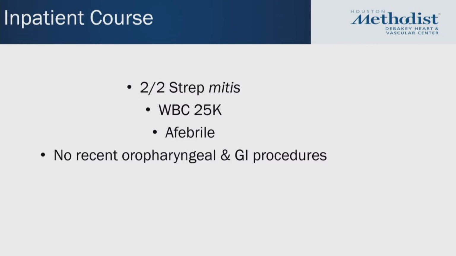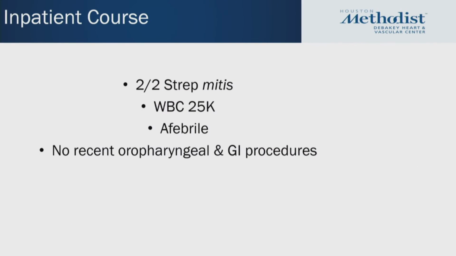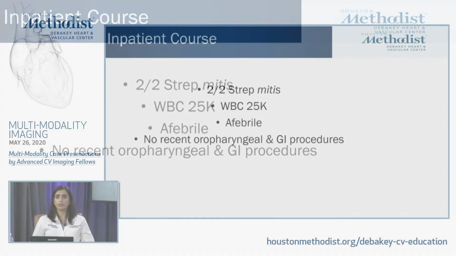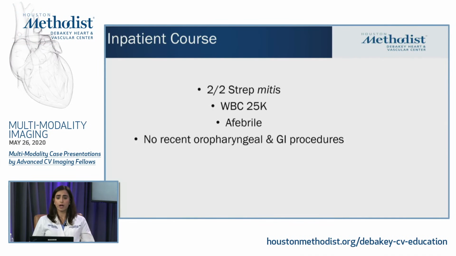So now he gets admitted because things are not improving, and on admission he grows 2 out of 2 strep mitis in his blood. His white count is 25,000. He remains afebrile. However, he has subjective fevers. He denied any oropharyngeal or GI procedures, which are commonly implicated with this type of bacteria.